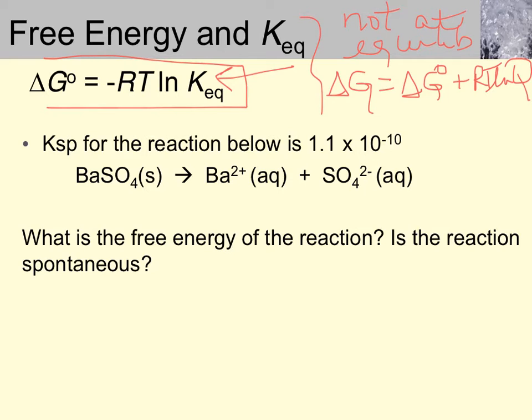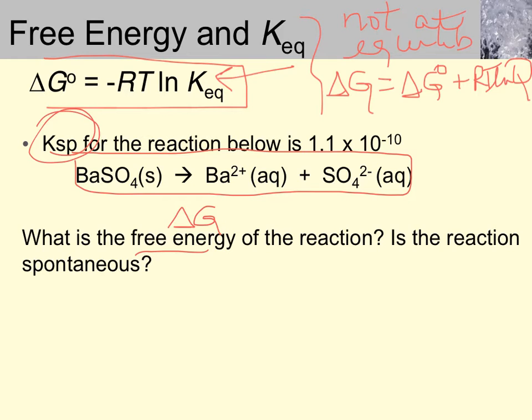All right. So let's look at the problem. What's the free energy? In other words, what is delta G for the reaction shown here? They are giving us the equilibrium constant. It doesn't matter if it's KSP, KA, KB, KEQ. If it's any capital K, it's likely that they're wanting you to use this equation. So we will definitely be using this equation. We're solving for free energy, delta G.